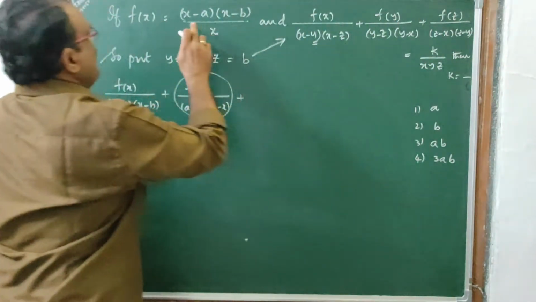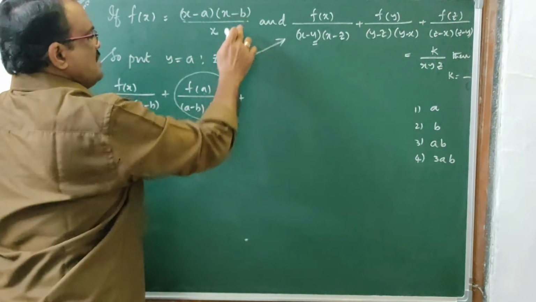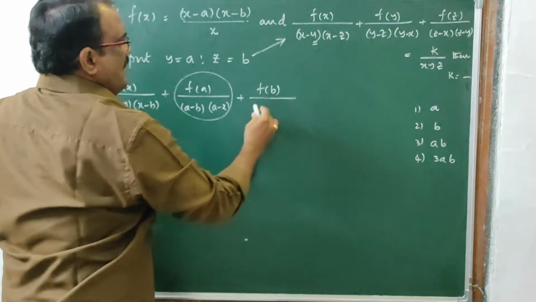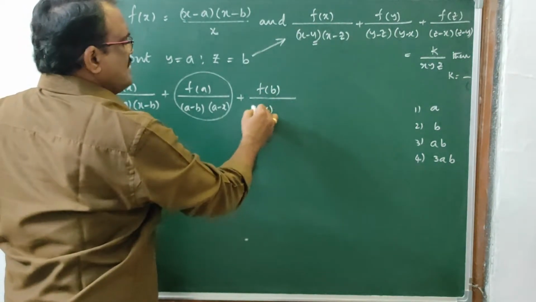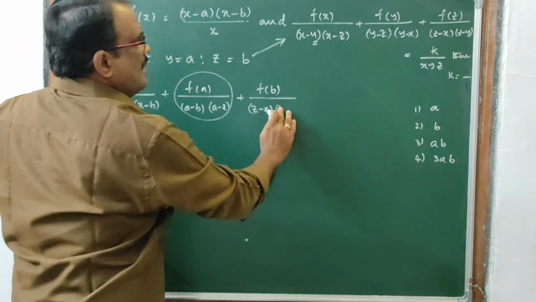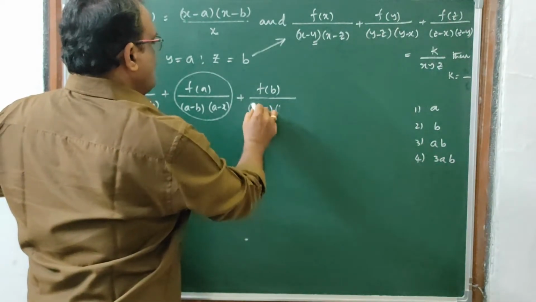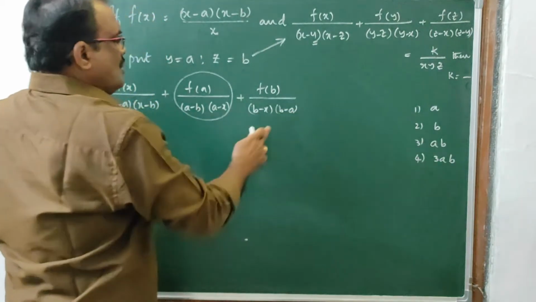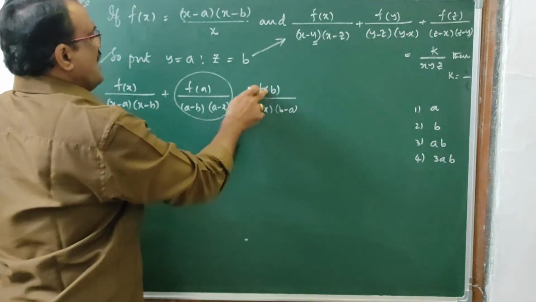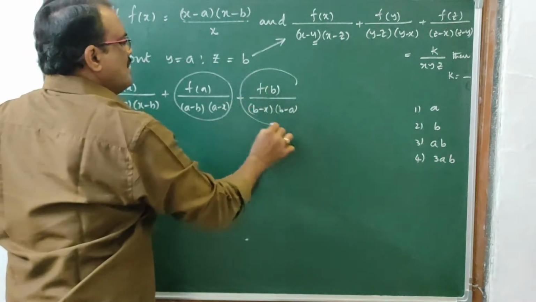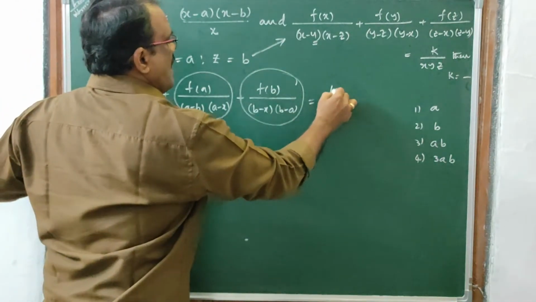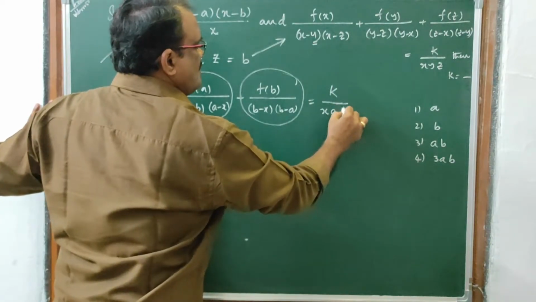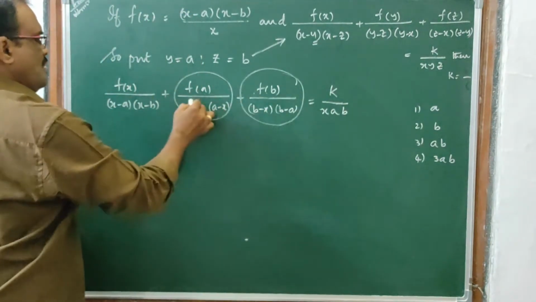Similarly, f of z, that is (z minus a)(z minus b). Instead of z we have to put b, that is f of b by (z minus x)(z minus y), instead of z we are substituting b, so (b minus x) and (b minus a). However, this will get cancelled, f of b, this term also will become 0. K by xyz is k by x, instead of y a, instead of z b. So these two are zeros.